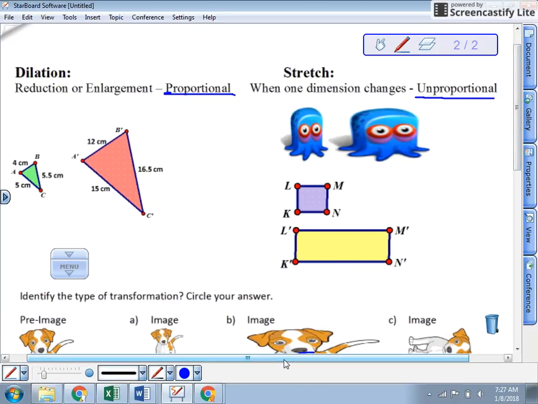When you look at this picture right here, notice the heights stay the same, but this one was stretched out in that direction. Again, in this picture, here's our original. The height doesn't change, but then they stretch it out in that one direction. So only one of the dimensions changes. There's the difference between a dilation and a stretch.